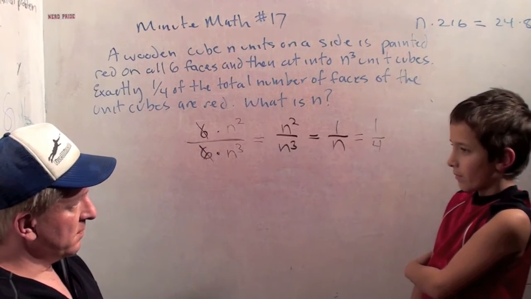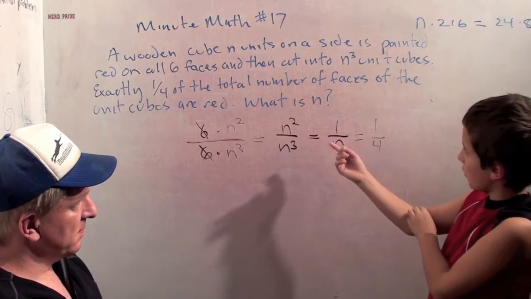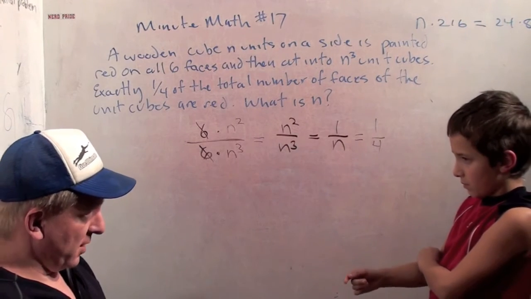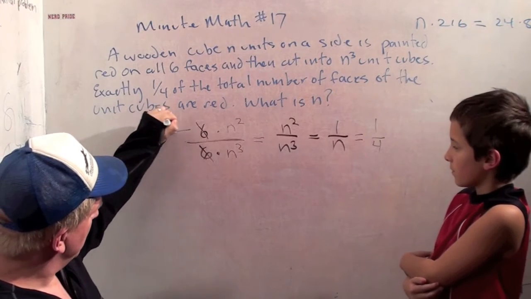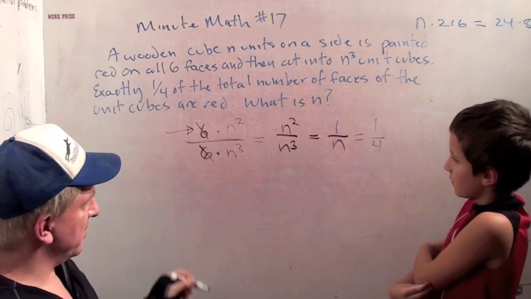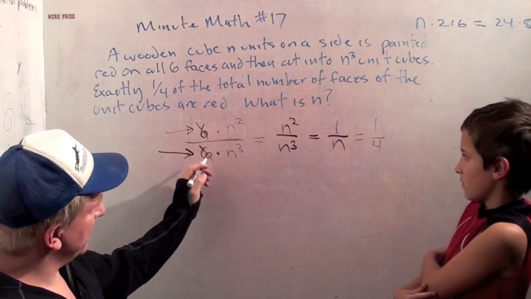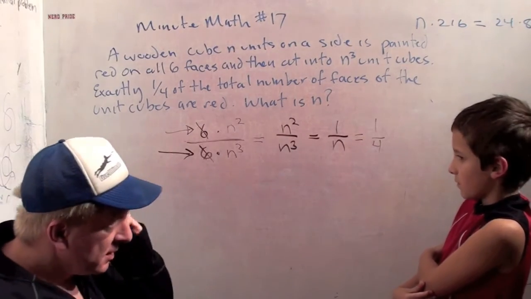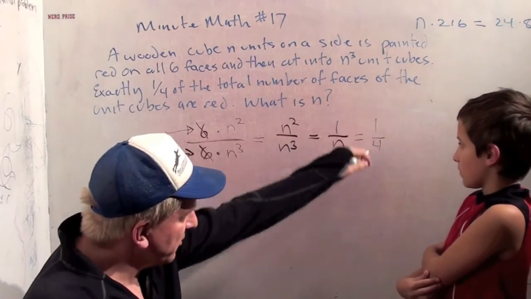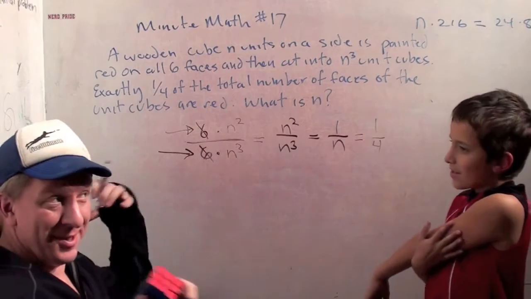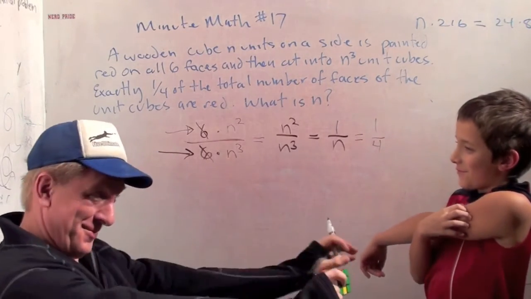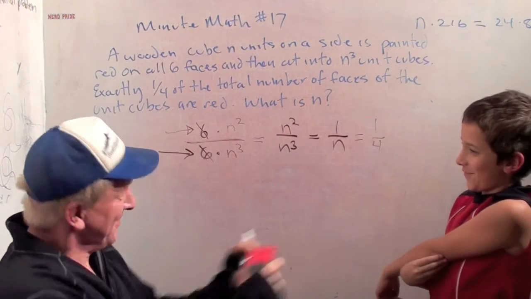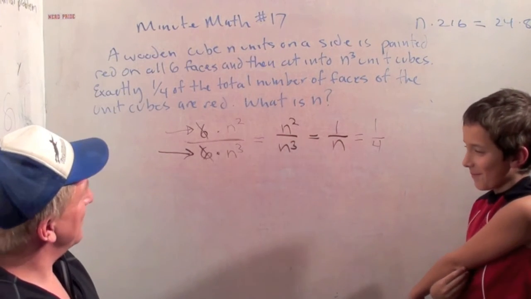The problem says 1/4 of the total number of faces. We figured out that the fraction of sides that have stickers to total sides is 1 over n, and we have 1 over n equals 1/4. So what does n equal? n equals 4.